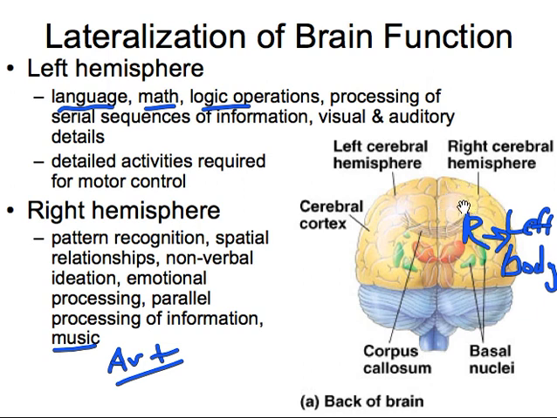Now, what about if you were an 8-year-old code breaker for the CIA dealing with high complex math problems? Well, math is dealt with over here in the left hemisphere, and remember, the left hemisphere controls the right side of the body. So, the person was probably right-handed.